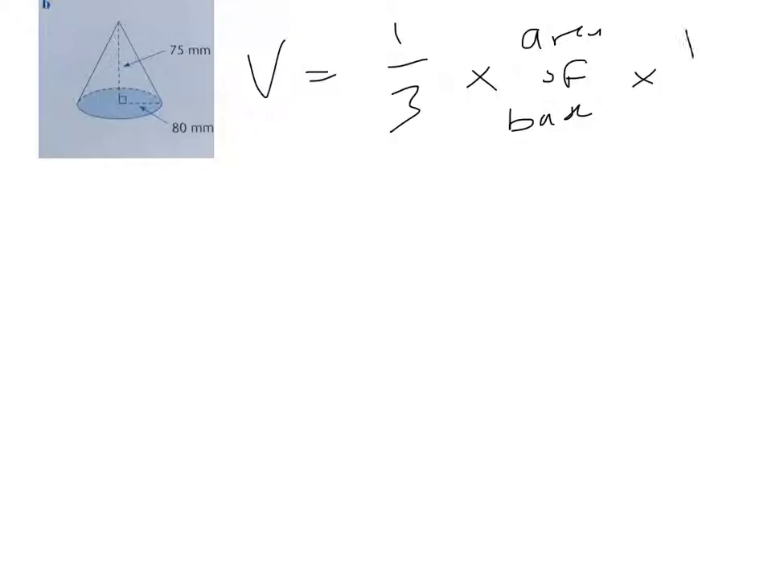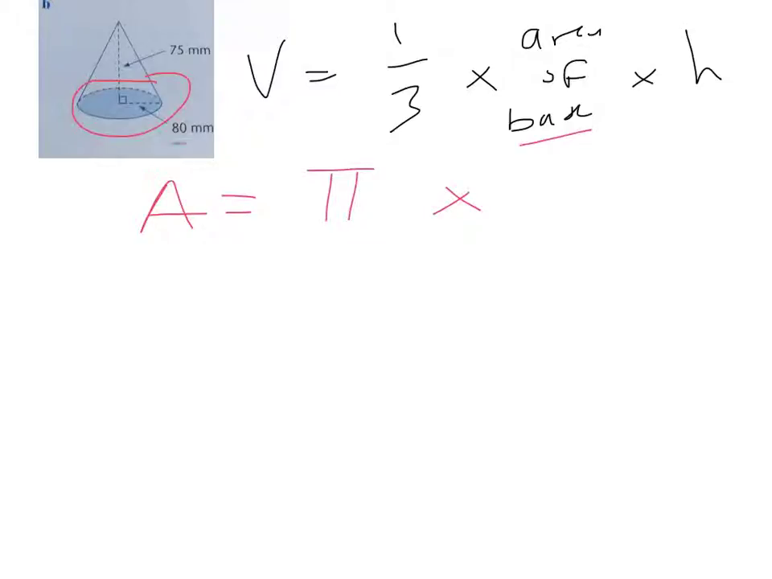How to get the volume of this actual cone? Remember, the volume formula would be 1 over 3 times the area of the base, and then times that by the height. And we have all that given. Again, the actual base here is the actual circle down there. So let's get the area of the base first. And the area of a circle is simply pi times r squared.